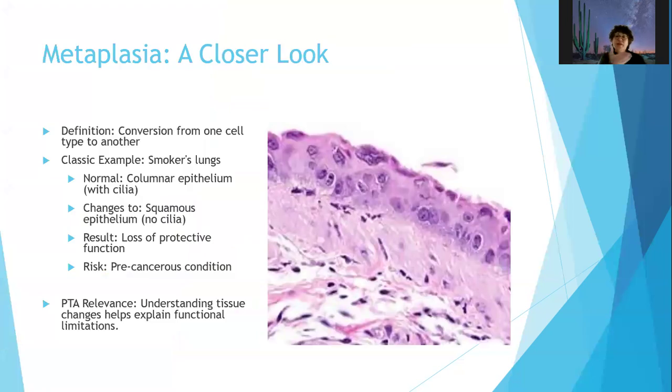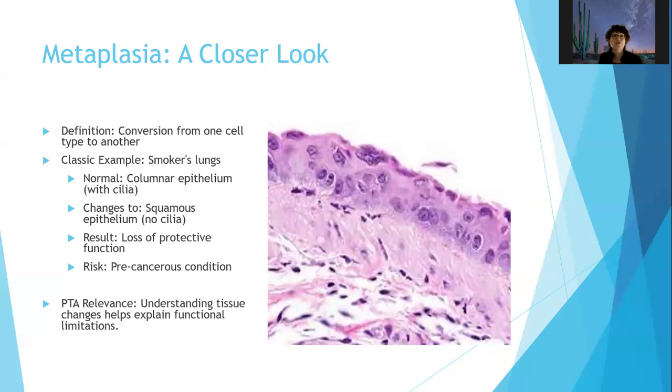So in metaplasia, here's our example of smokers' lungs. It's different cells, conversion from one cell type to another. Normally inside of our lungs and respiratory passages, we have columnar epithelial cells with cilia that are hopefully filtering some of the stuff that we're breathing in. But when you're constantly bombarding them with smoke, they change to squamous epithelial cells with no cilia. So it loses that protective, particle-filtering function. And the risk is it's a precancerous condition. It can then develop into small cell lung cancer. We don't like that.